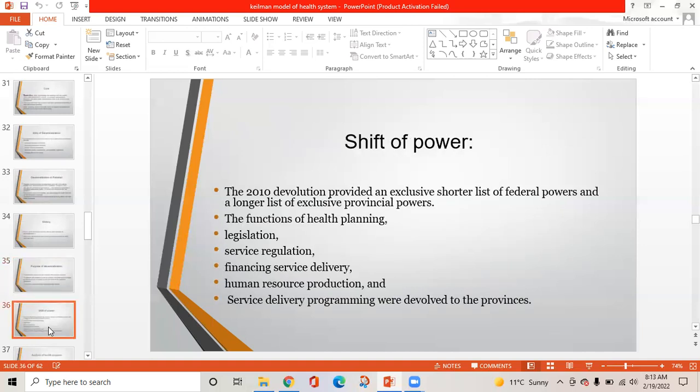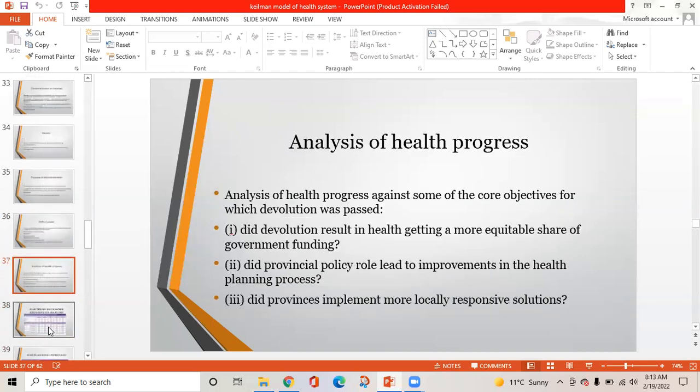Shift of power. The 2010 devolution provided an exclusive shorter list of federal powers and a longer list of exclusive provincial powers. The functions of health planning, legislation, service regulation, financing, service delivery, human resource production, and service delivery programming were devolved to the provinces.